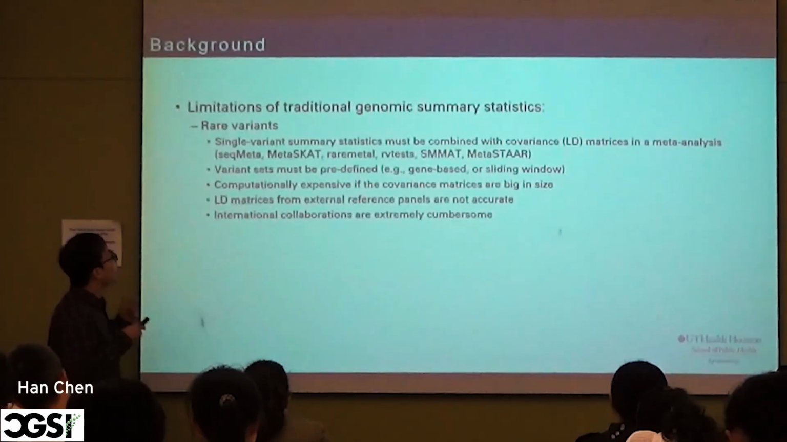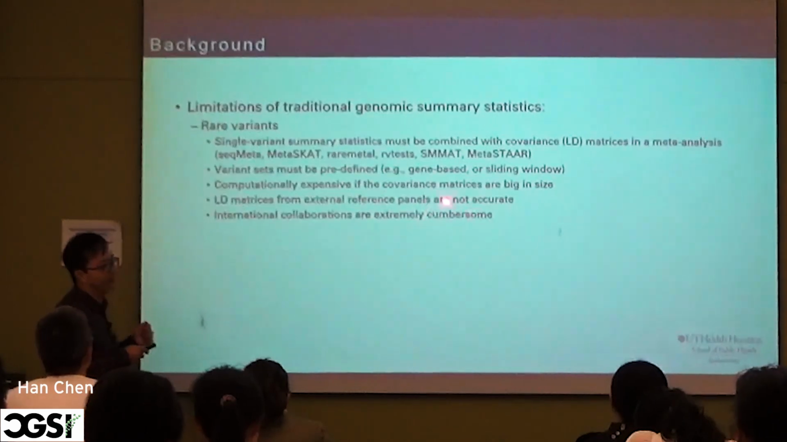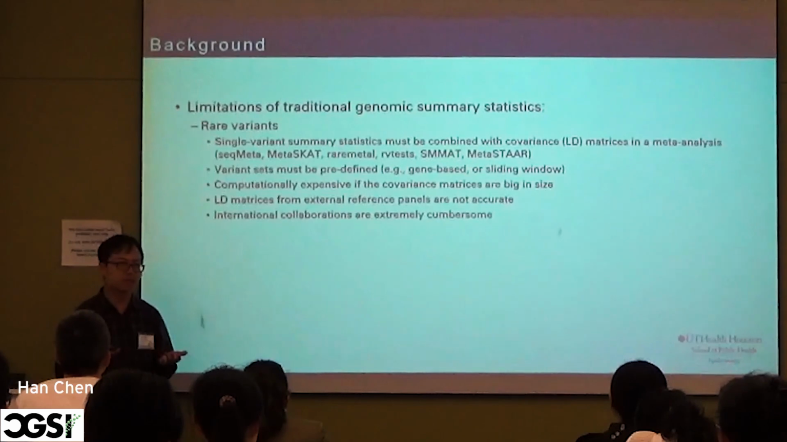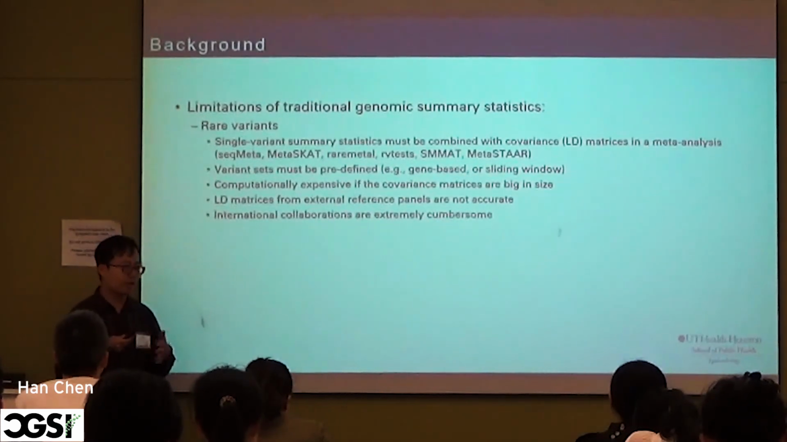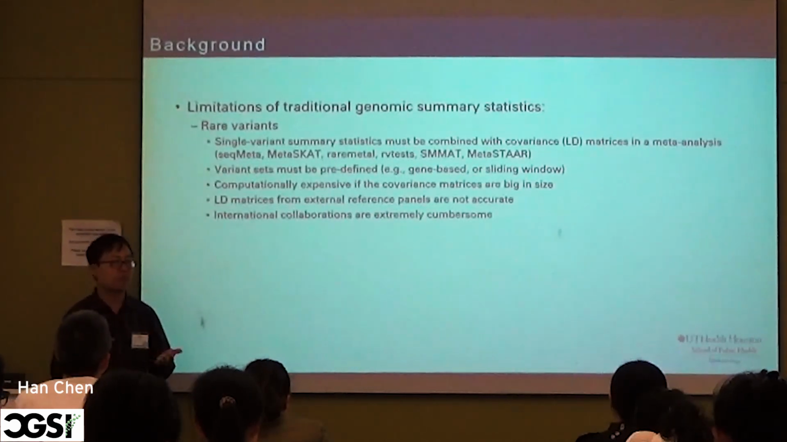And in this field, LD matrices from external reference panels are not accurate, because you can imagine many of the rare variants are singletons or even private. So the allele frequency will largely vary if you look at external reference panels, even if they have the same ancestry background.